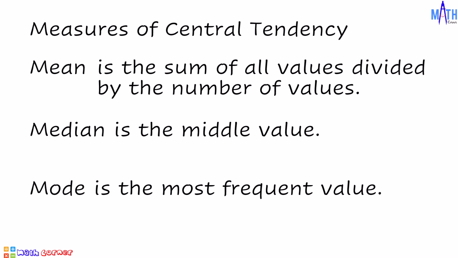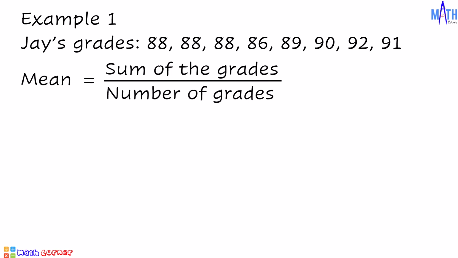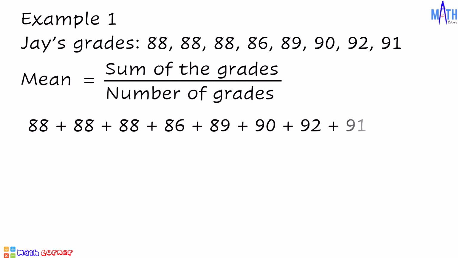Let us have some examples. Example number 1, let us consider J's grades for the first grading period. Let us determine the mean, median, and mode. To find the mean, divide the sum of the grades by the total number of grades. The sum of the grades is equal to 712. Since the total number of grades is equal to 8, we have 712 divided by 8, which is equal to 89. The mean is 89.